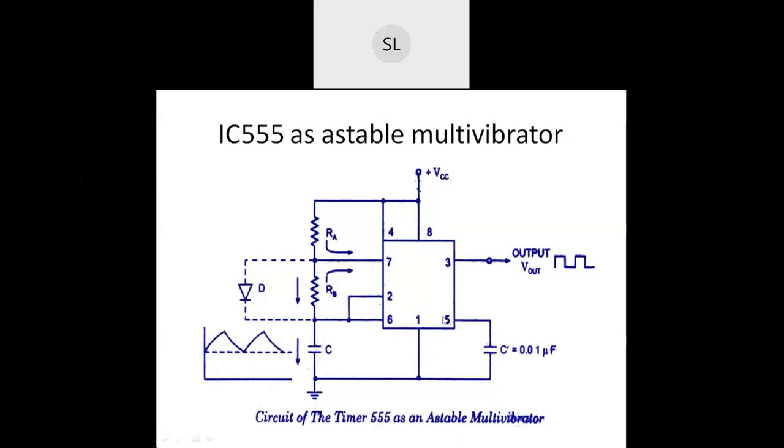Then pin number 5, which is the control voltage pin, is basically used to change the pulse width of the output signal generated. Now, if we are not going to use this pin number 5, then we should bypass that pin number 5 to ground through a capacitor of 0.01 microfarad. So as you can see here, between pin number 1 and 5, we have connected a capacitor of 0.01 microfarad, and it has been grounded.